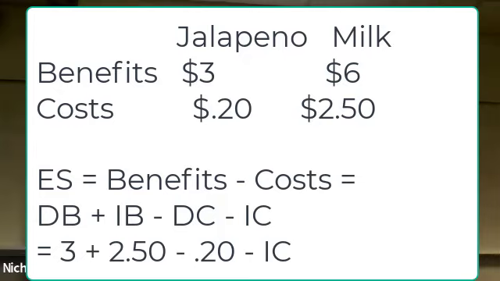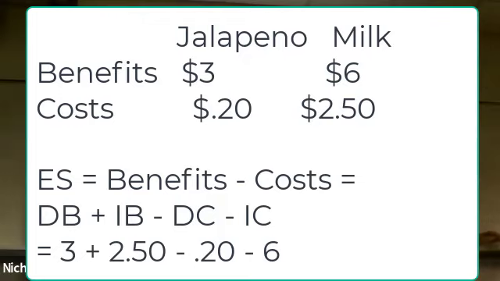How about the indirect cost? What is a good thing that's not happening because we picked the jalapeno? And how much is that worth? We don't enjoy our milk, which we value at $6. So we have our four components here. We have the direct and indirect benefits. We have the direct costs and indirect costs.